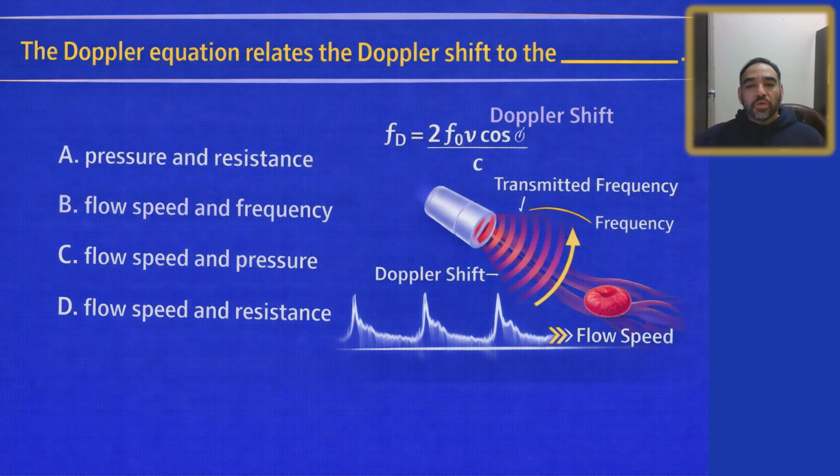The next one is C, which says flow speed and pressure. So velocity is part of the Doppler equation, but pressure is not. Pressure affects velocity in the body, but the Doppler equation itself does not measure or include pressure. So this mixes hemodynamics with ultrasound physics. And the last one was D, flow speed and resistance. Again, resistance affects velocity physiologically, but resistance is not in the Doppler equation. The Doppler system measures frequency shift and calculates velocity, and it does not directly measure resistance.